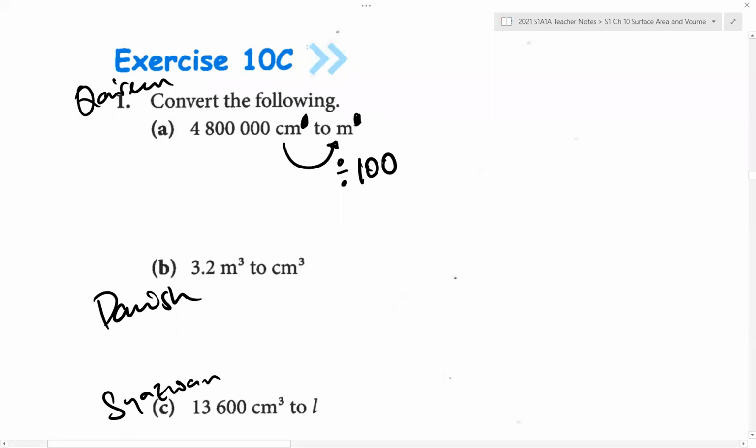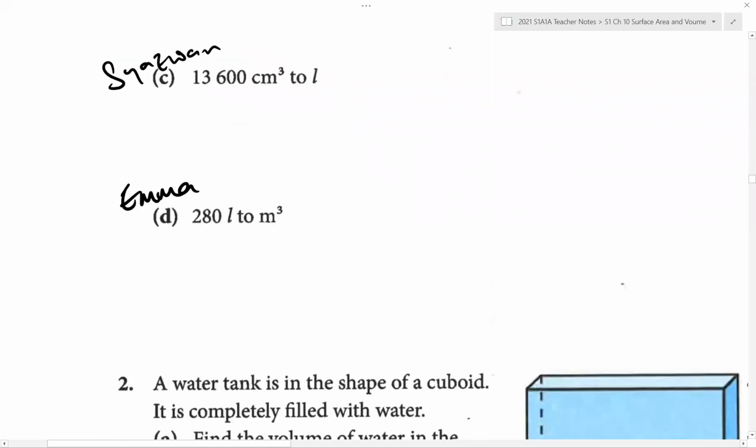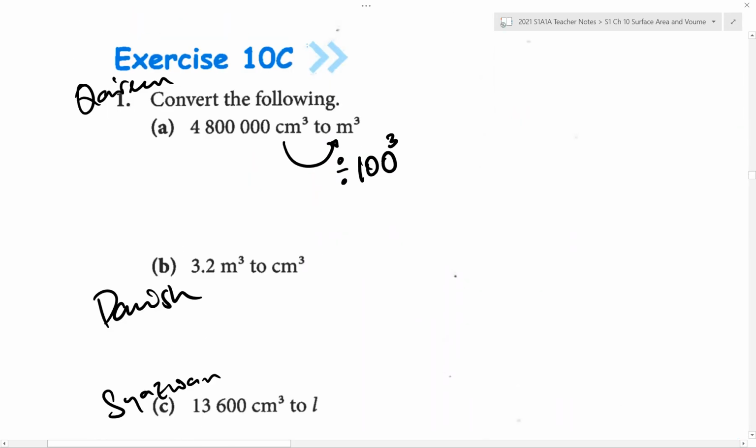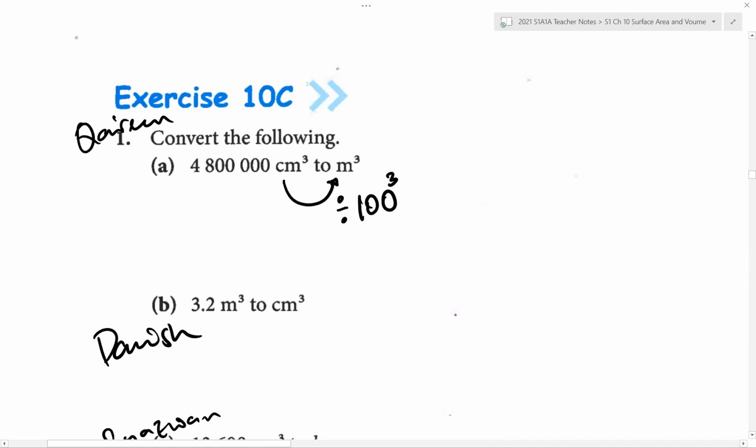Okay, now look at what I'm going to do. I'm going to remove that, and now we can see the cube, isn't it? The other side also got cube. So what should we do? Divide by 100. Do you say square? Cube. Divide by 100 cube. Use your calculator now and find out the answer. The rest of you, use your calculator now to find out the value as well.